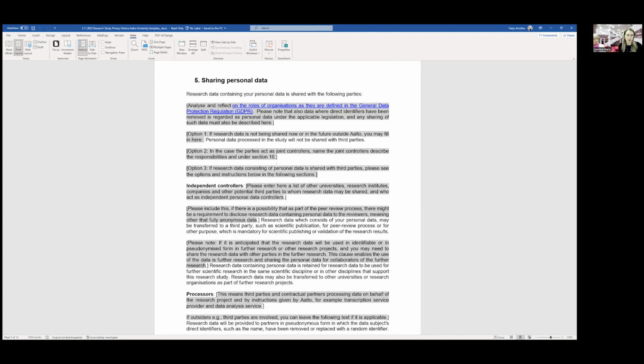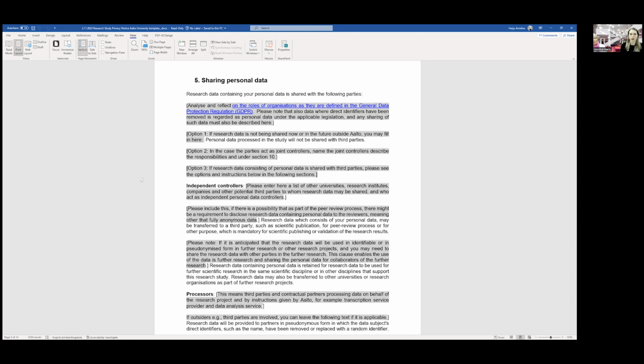Because the controller obviously always has the right and will process the personal data, so you don't need to list the controllers specifically if only the controllers are processing the personal data. Yeah. We will come back to the joint controllers in section 10. Yeah, we will. The joint controllers are, of course, named and listed in section 10.